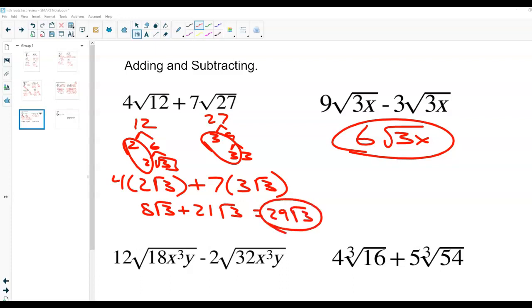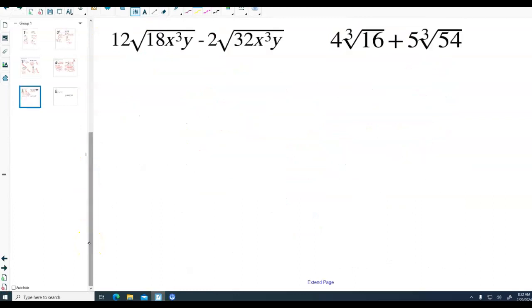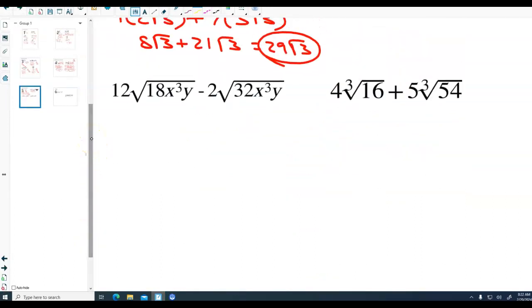We got to get the same number under the radical, and then we can move forward. And it becomes much simpler. The only difference on the bottom two is they're a little bit more complicated to simplify.